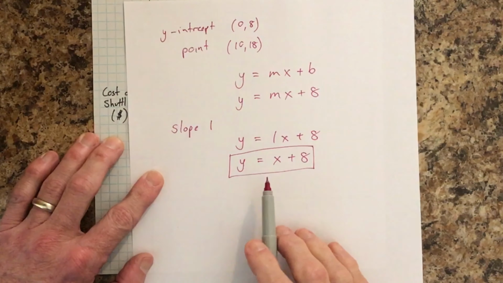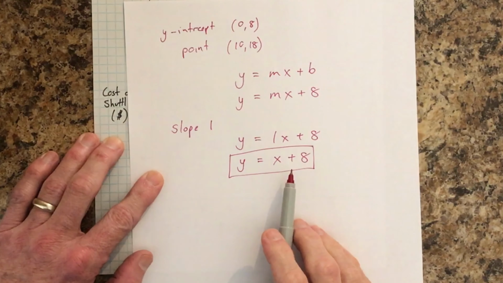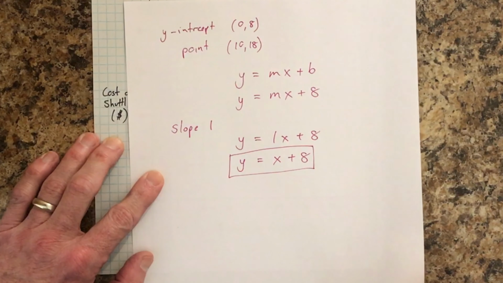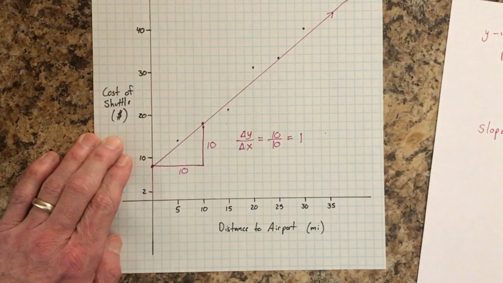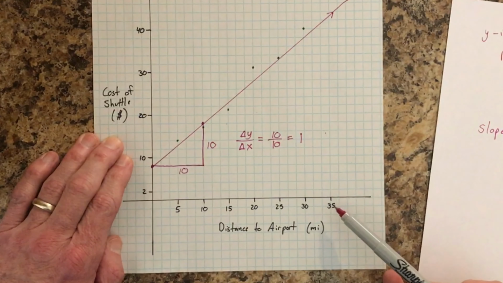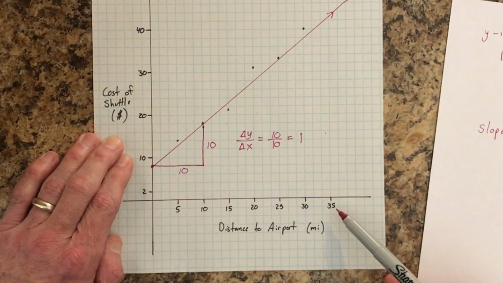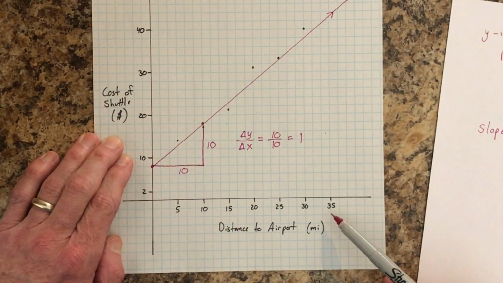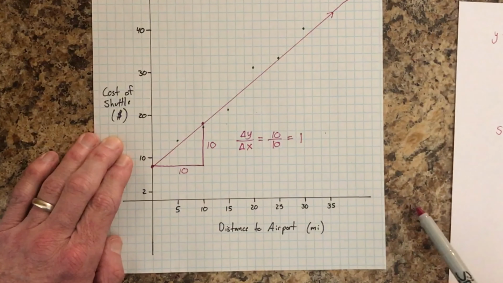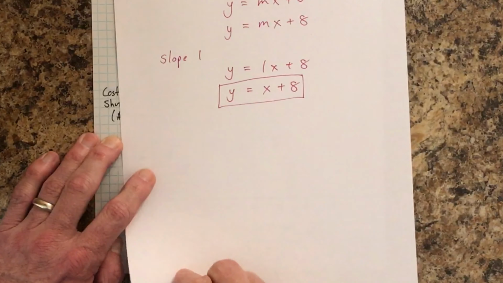Now that we have the equation for the line of best fit, it's very useful for doing things like making predictions. Looking at this graph, it's not easy to say how much it would cost if we had, say, 60 miles from the airport, because 60 is well off our piece of graph paper. Well, now that we have the equation, it's easy.